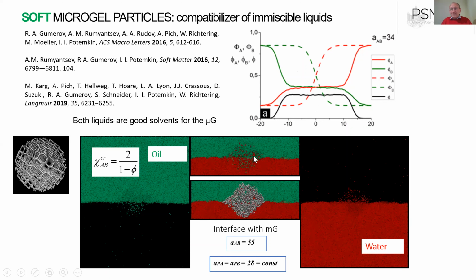And what's the physical reason for this? The physical reason is pretty simple. The presence of the monomer units of the microgel shields unfavorable contacts between immiscible liquids within the microgel. So it means that if the concentration is high enough, they can be mixed. Or, of course, we can also find a regime when two liquids are segregated within the microgel, but this segregation will be much weaker compared to the segregation outside the microgel.